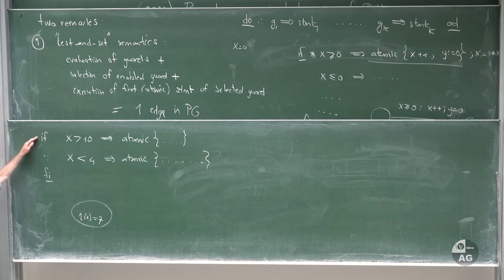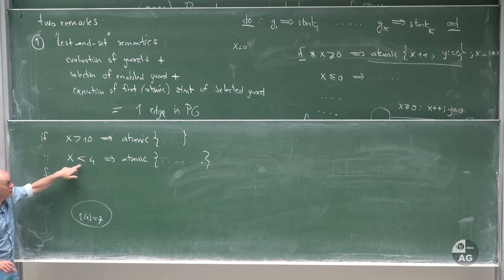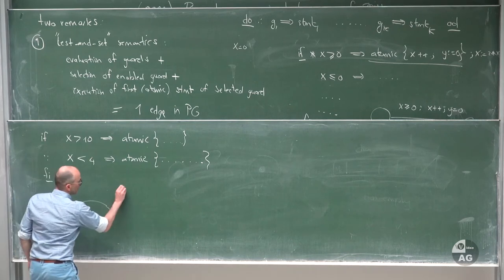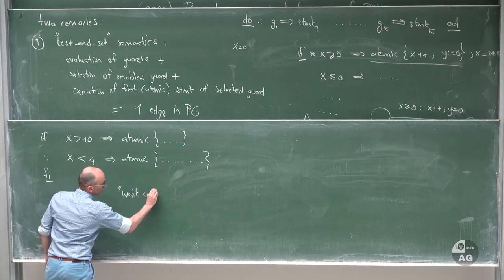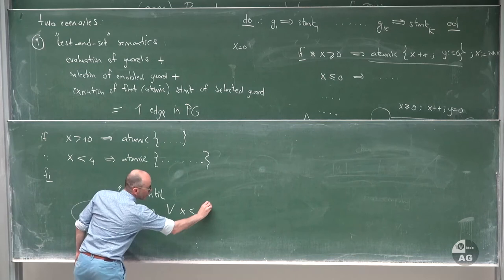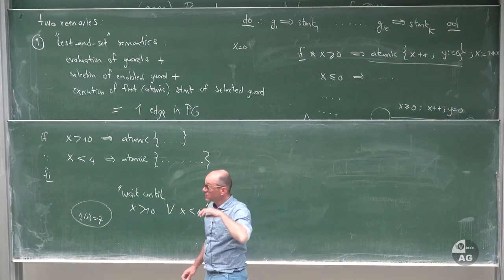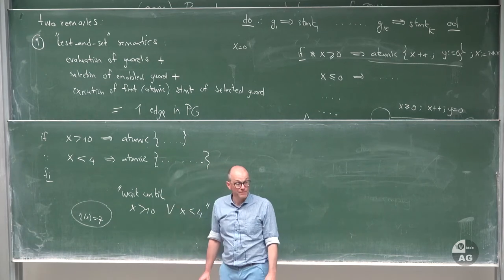Why? Now, x is a shared variable, so x can be changed maybe from another process. Yeah? And that means you're going to wait until at some point, and you may wait ad infinitum in principle, but as soon as this value of x becomes either larger than 10 or less than 4, you can continue. Yeah? So basically this means wait until x is larger than 10 or x is smaller than 4. This only applies to if and fi, not to do and od, not to loops, but only to these if statements.